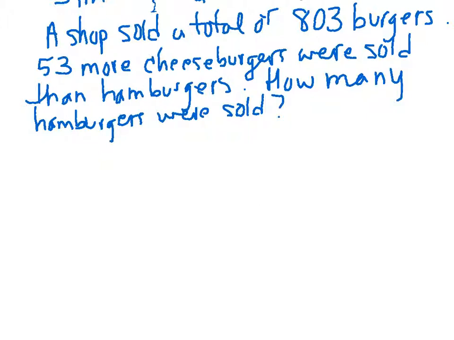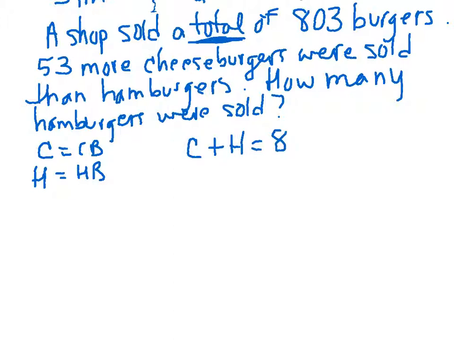Alright. Got that written down? If not, pause it, write it down, hit play again. Shop sold a total of 803 burgers. Alright, so we have 2 different kinds of burgers. We have cheeseburgers, and I'm just going to abbreviate CB, and we have H for hamburgers. A total is going to tell us to add them, right? All of the cheeseburgers and all of the hamburgers totaled 803. That's a lot of burgers.